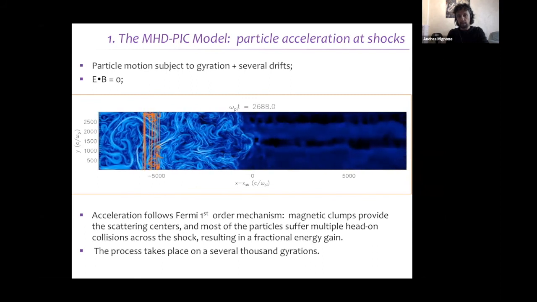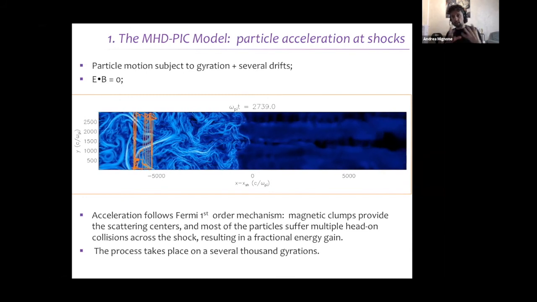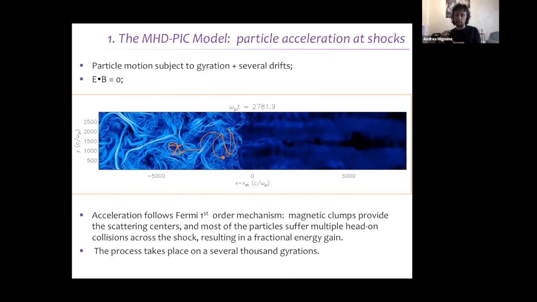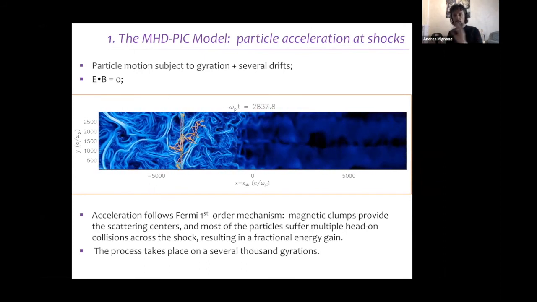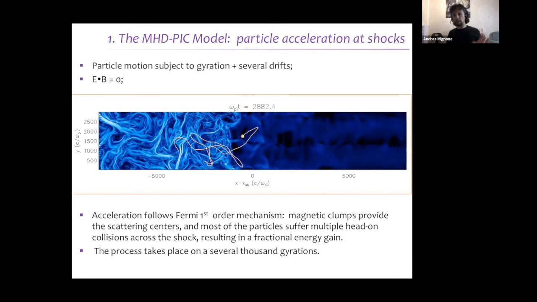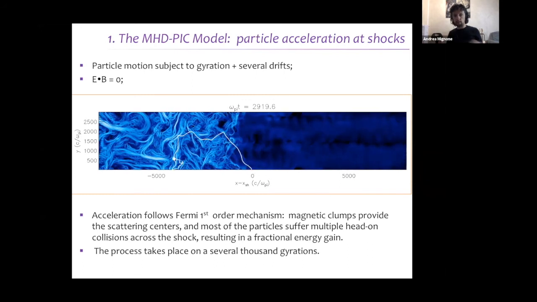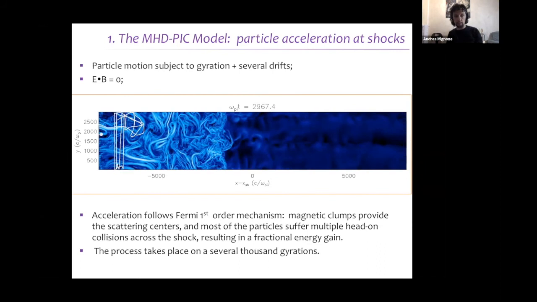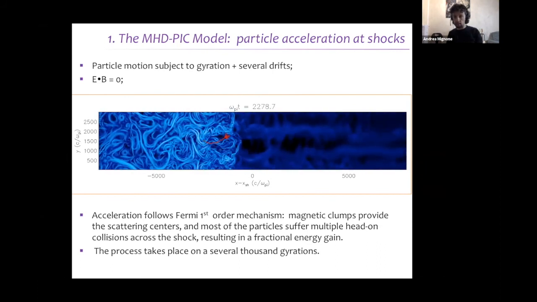Now, the particle motion here is comprised of standard gyration plus several drifts, which are the E cross B drift, gradient drift, curvature drift, and so on. Now, the irregularities across which the particle is reflected are magnetic clamps formed by the turbulence. Okay, the particle suffers multiple head-on collisions across the shock and ends up, as you can see, turned white, meaning that we have a much more energetic particle.